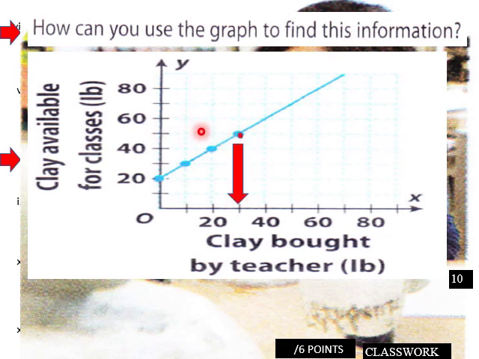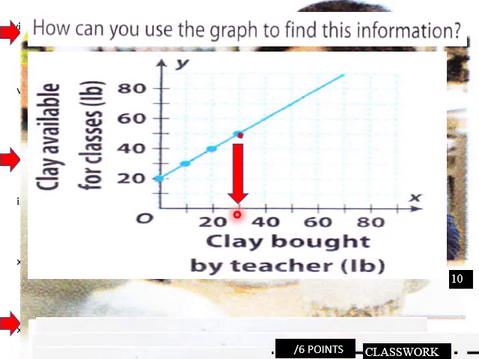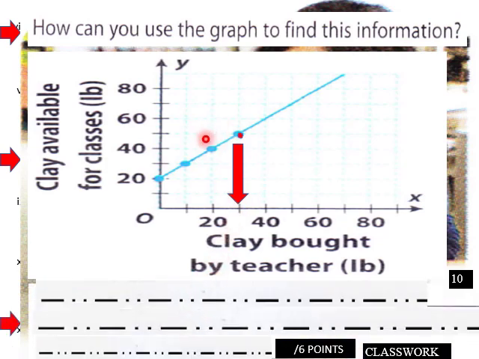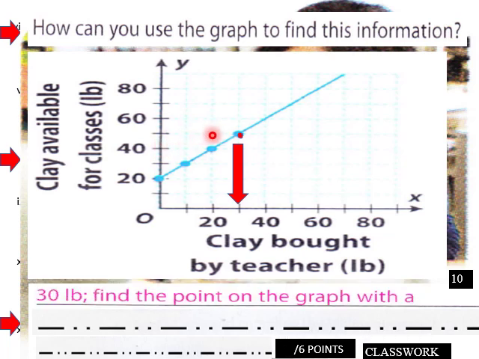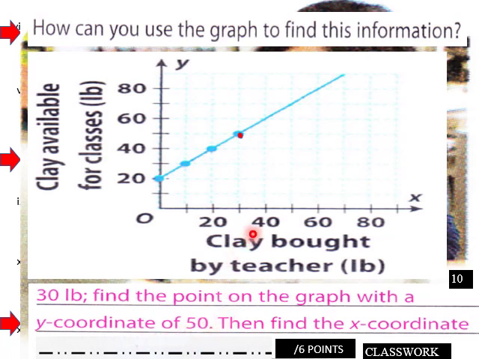This amount on your y-axis corresponds to this x-coordinate here. So when she has 50 pounds of clay available, find a point on the graph with a y-coordinate of 50. Here's 50, and this corresponds down here to 30. Then find the x-coordinate at this point, which is 30. So at 50 pounds, according to this graph, she bought 30 pounds of clay.